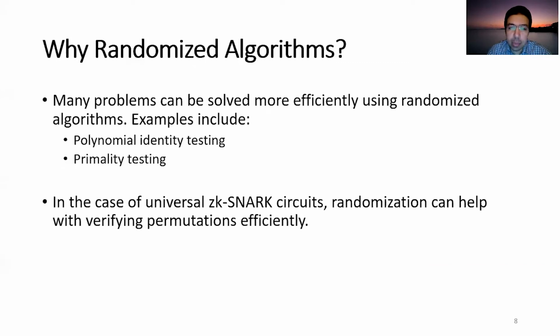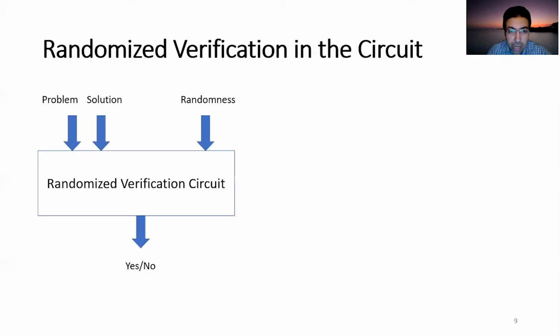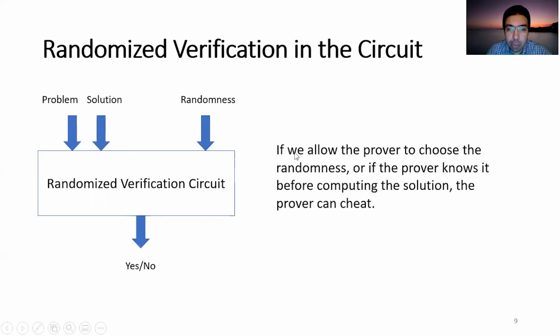Why is implementing randomized verification in the circuit challenging? Because if we try to implement this simply, with a randomized verification circuit that takes the problem, the solution and some random values, and we allow the prover to choose the randomness, or if the prover manages to know the randomness before computing the solution, the prover will be able to cheat.